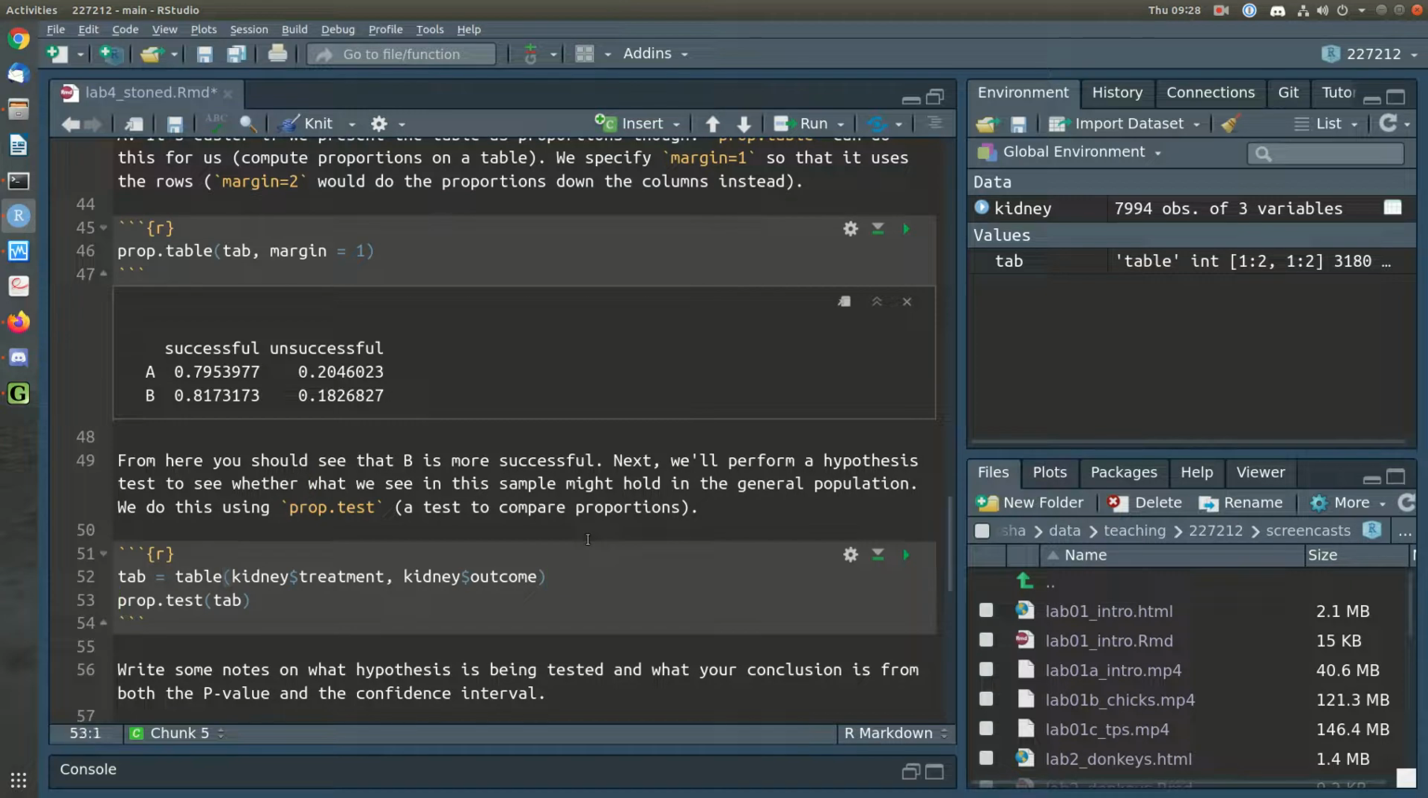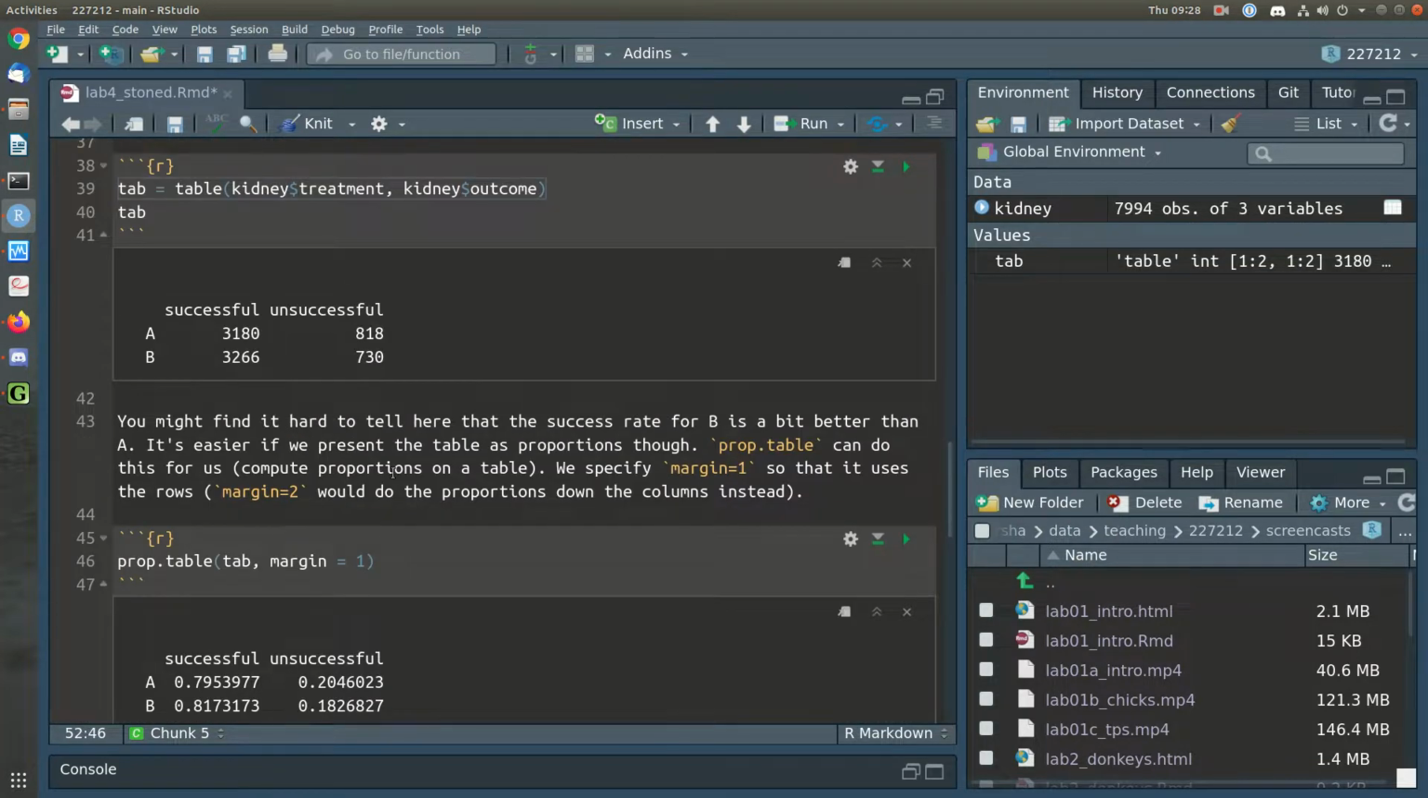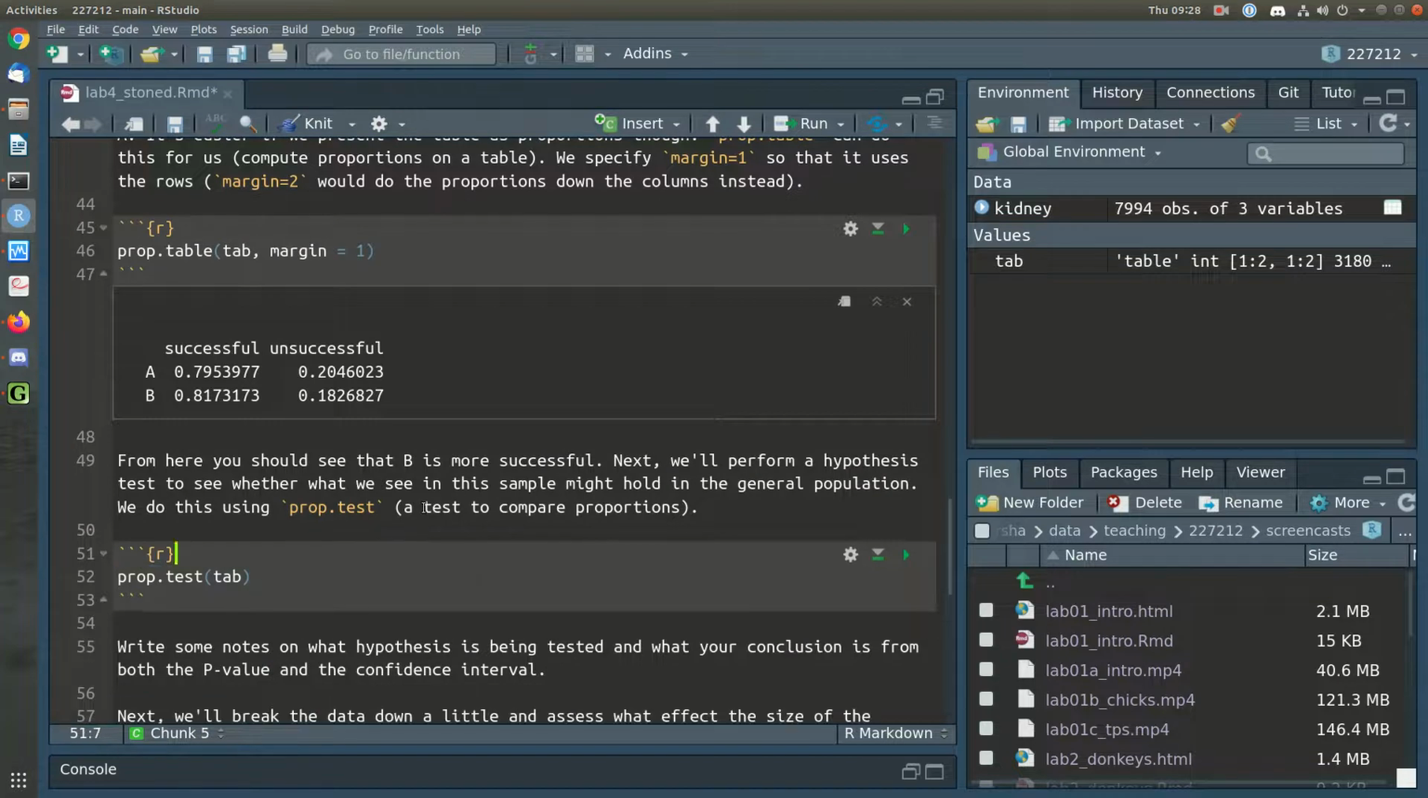Now we don't actually need that line there, because the table command is just repeating the line we've already run up there, isn't it? So let's get rid of that. That's a mistake by me.